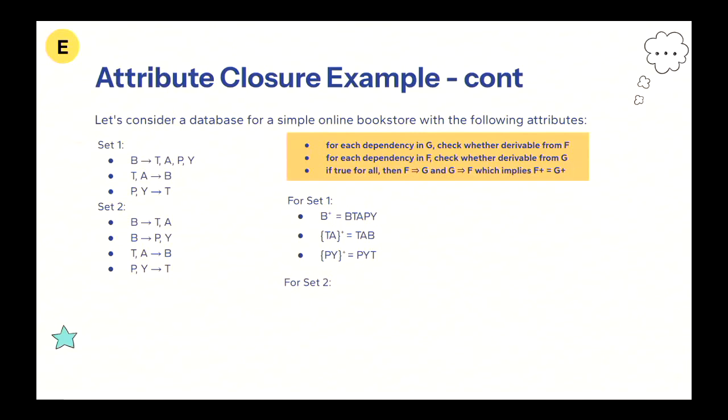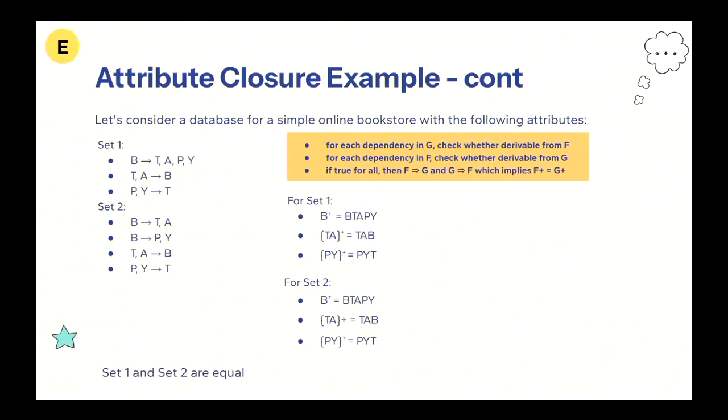And for set two, what is the closure for B this time? Yes, actually, it's also BTAPY because TAPY and B itself are all determined by B. So it's also this BTAPY. And what about TA? It's actually the same because these two rules are the same across these two sets of functional dependencies. So now it is already very obvious that these two sets are equal to each other.